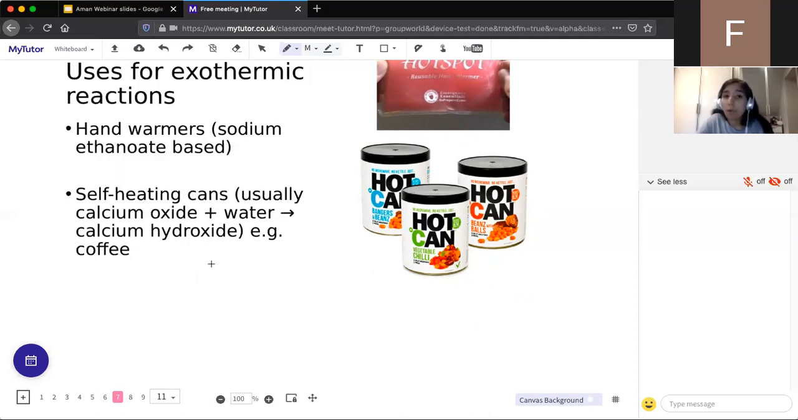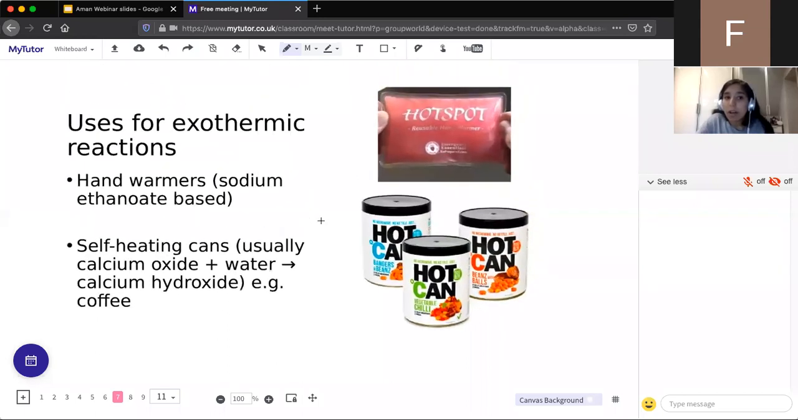And I've put there coffee. One of the main uses in the UK is for self-heating coffee, but we don't tend to have many food items that are used in the UK for self-heating. So hopefully what you can see as the common thing between these two is that you're producing some kind of reaction, either by clicking a button or clicking that metal disc in the hand warmer. Any questions about those uses of exothermic reactions at all?